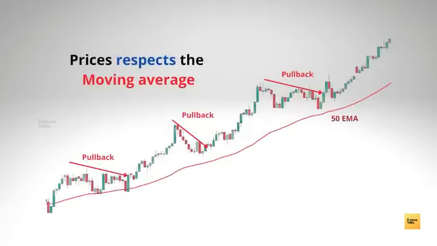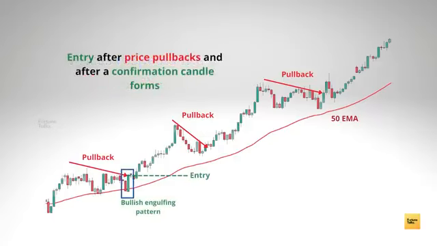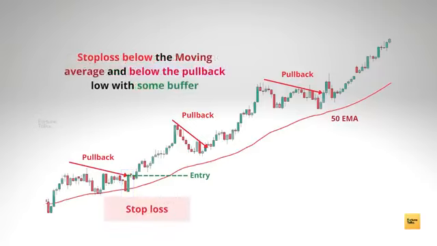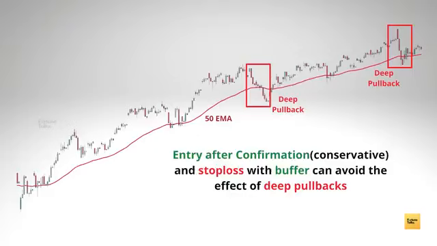actually respecting it. The entry in this case would be above a rejection candlestick from the moving average, like a bullish pin bar or a hammer and bullish engulfing candles. It shows that the buyers are willing to buy at higher valuations. You can place a stop loss below the moving average line, adding some buffer space, because it is very common for the price to overshoot the moving average and show very deep pullbacks.